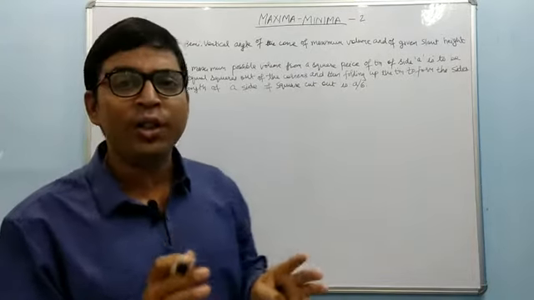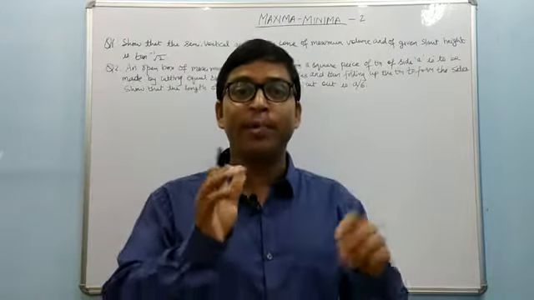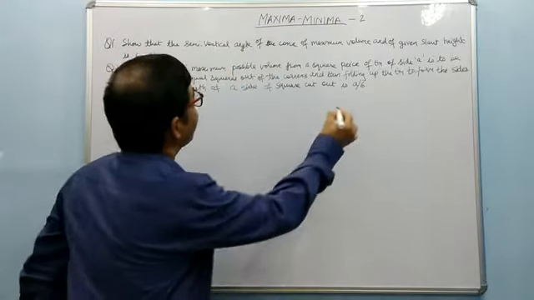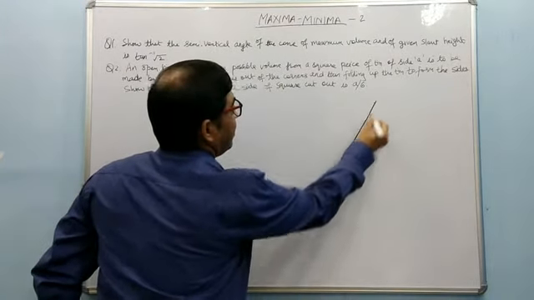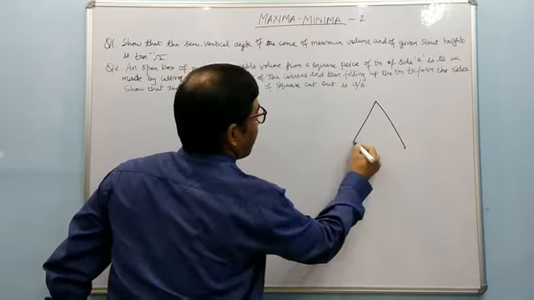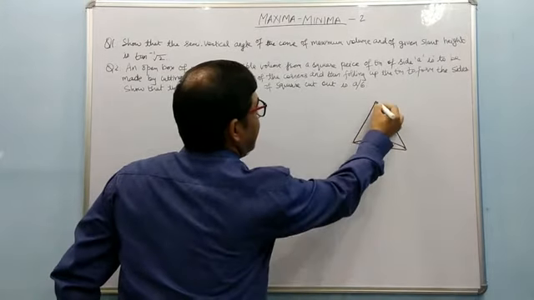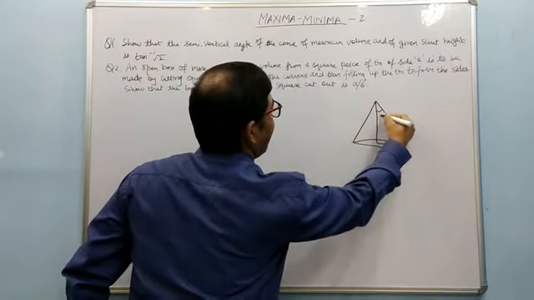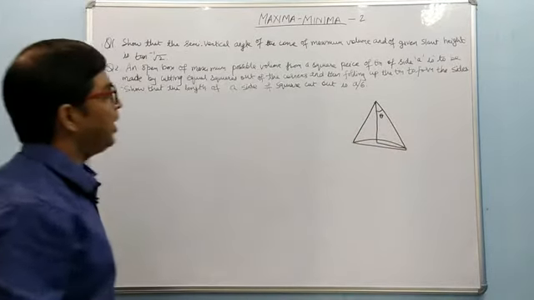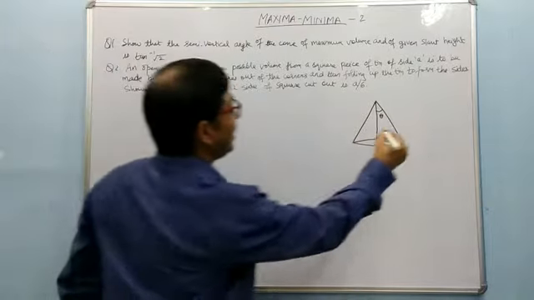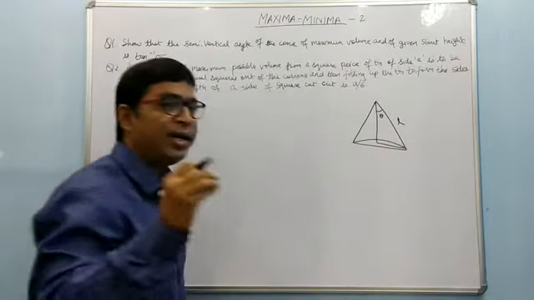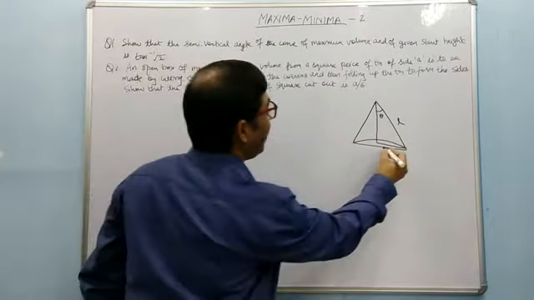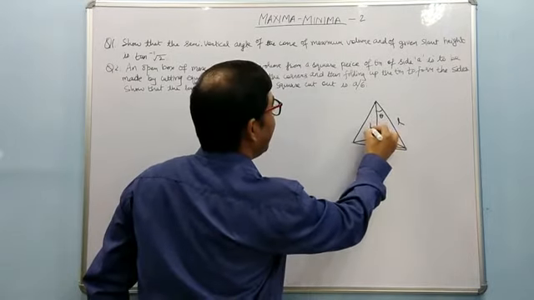Firstly, we will draw the figure to interpret the problem. See, it is a cone. The semi-vertical angle we are concerned about is theta. What is given? The given thing is the slant height. L is constant and the variables are R and H.